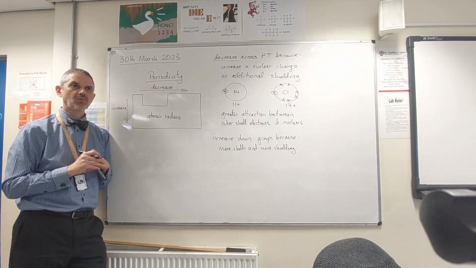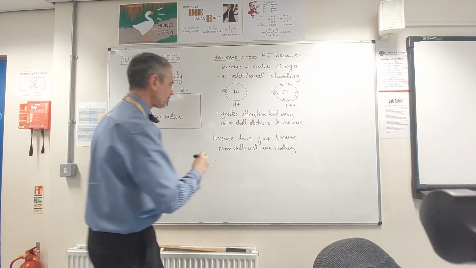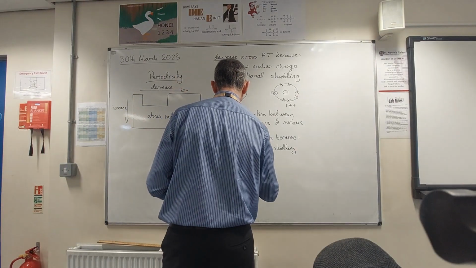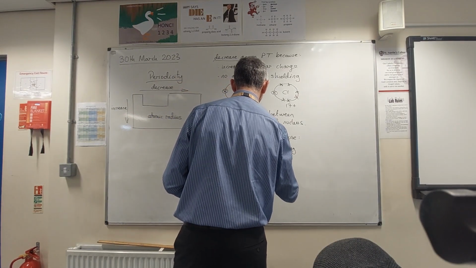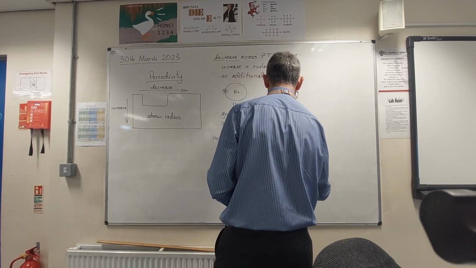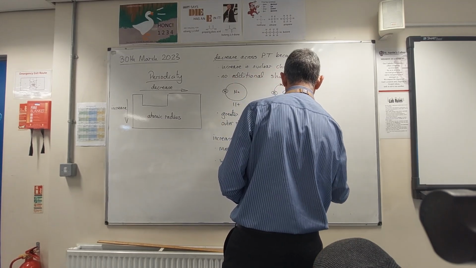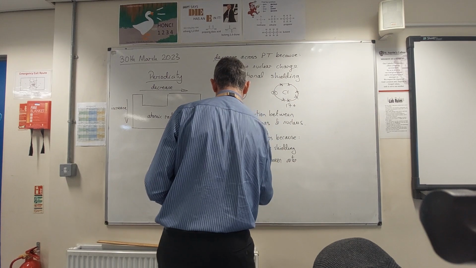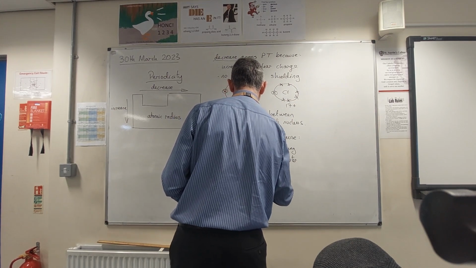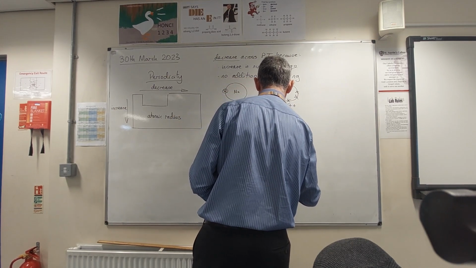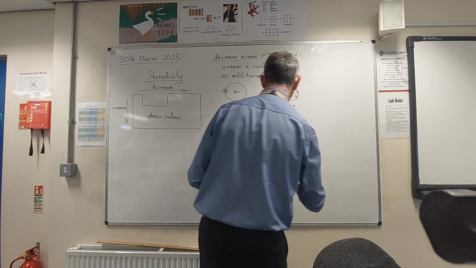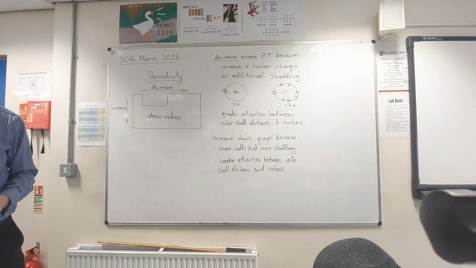So weaker attraction between outer shell electrons and the nucleus. Okay. Super duper.